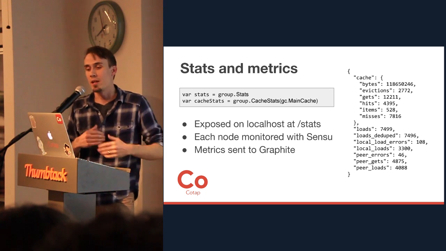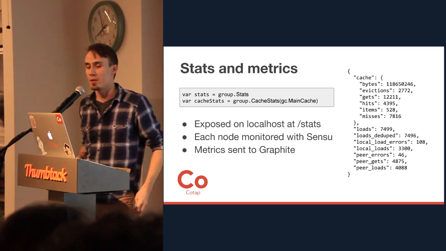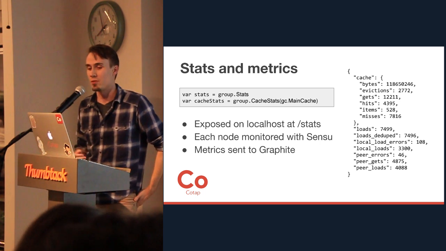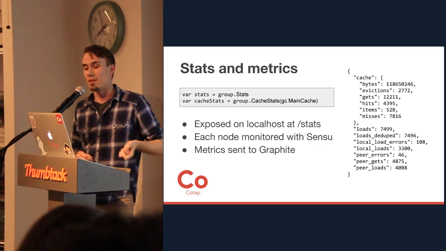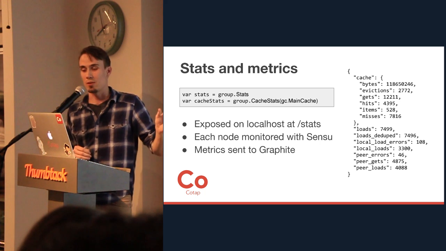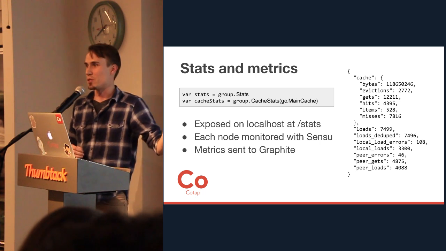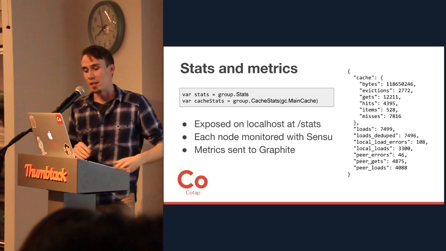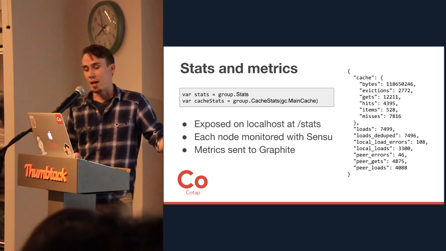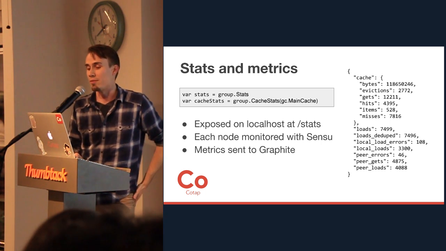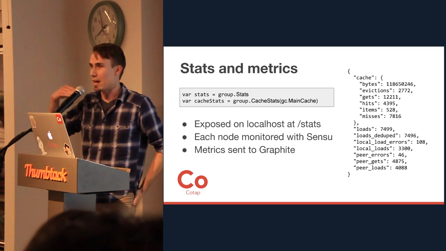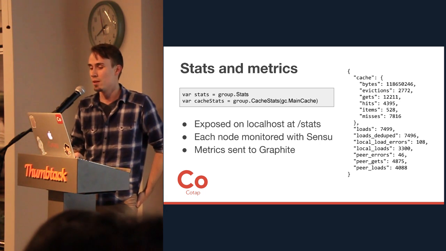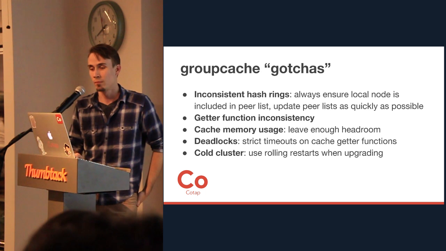Finally, this is really great, so everybody should instrument their services. There's great stats that Groupcache gives you. You can get the group stats and then the cache stats. We combined them and created an endpoint with a bunch of JSON that we could analyze and measure. So we just expose that locally. We monitor that with Sensu and send those to Graphite, and then we can kind of see how our caches are doing, what the performance is like, if we have a good hit-miss ratio, that type of thing.